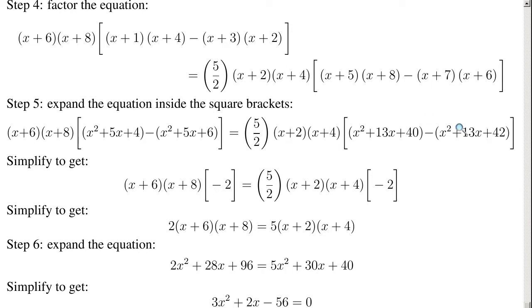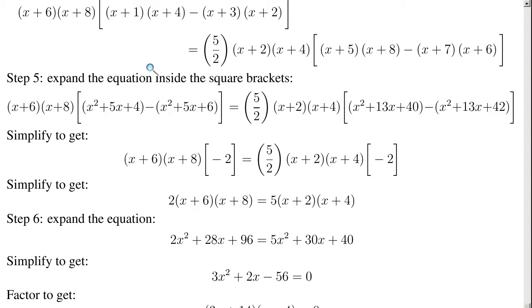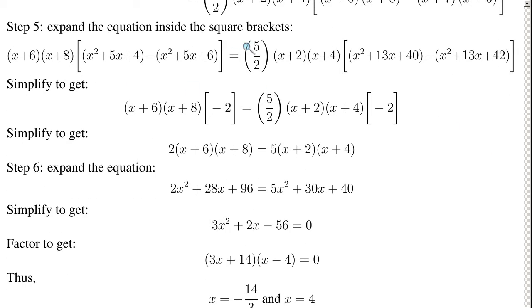This equals this, which is exactly the same as last time, but the 5 halves is still hanging around. And then on to step 5, expand the equation inside the brackets. Everything looks the same as last time. This expands to this, this expands to this, this expands to this, and this expands to this. Same as last time, just the 5 halves out in front.